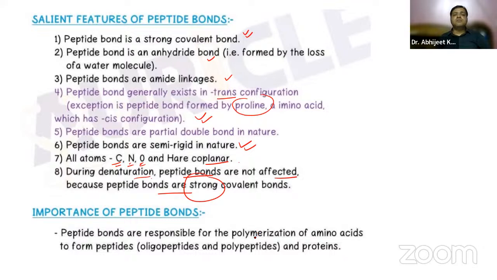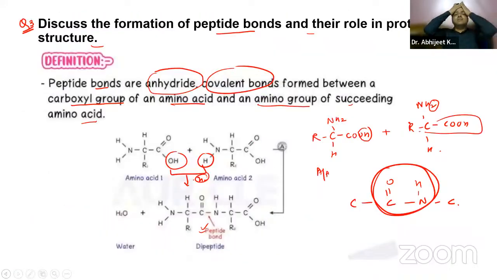They are responsible for the polymerization of amino acids. They actually form the polypeptides, the proteins. Obviously, when the amino acids join together, that joining is referred to as polymerization of amino acids, or oligopeptides and polypeptides. Oligo means less number, and poly means many, right? So that was regarding the third question, the formation of peptide bonds and their role in protein structure.